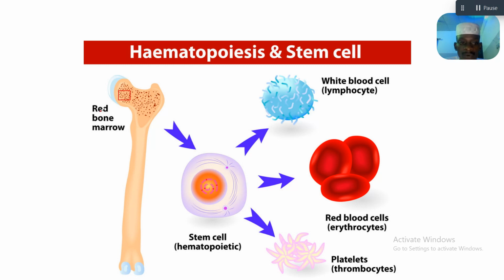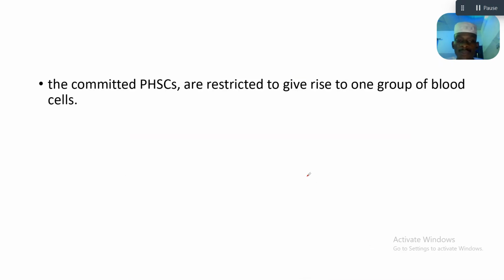This is another diagram on hematopoiesis. You could see this is from the red bone marrow forming the stem cell, that's the hematopoietic cell we are talking about. At the first stage it is uncommitted, and at the second stage it is committed. These committed ones become either white blood cells, red blood cells, or platelets, also known as thrombocytes. The committed pluripotent stem cells are restricted to give rise to one group of blood cells.